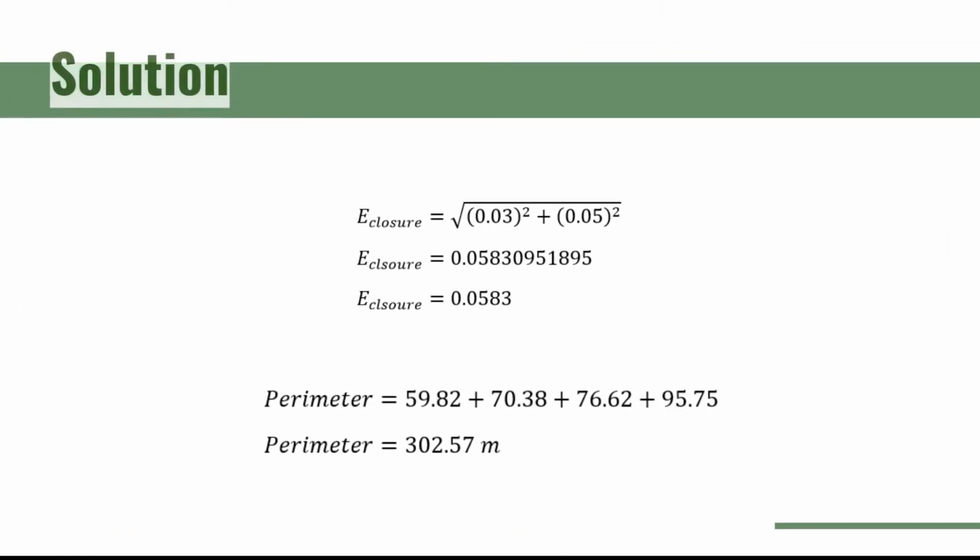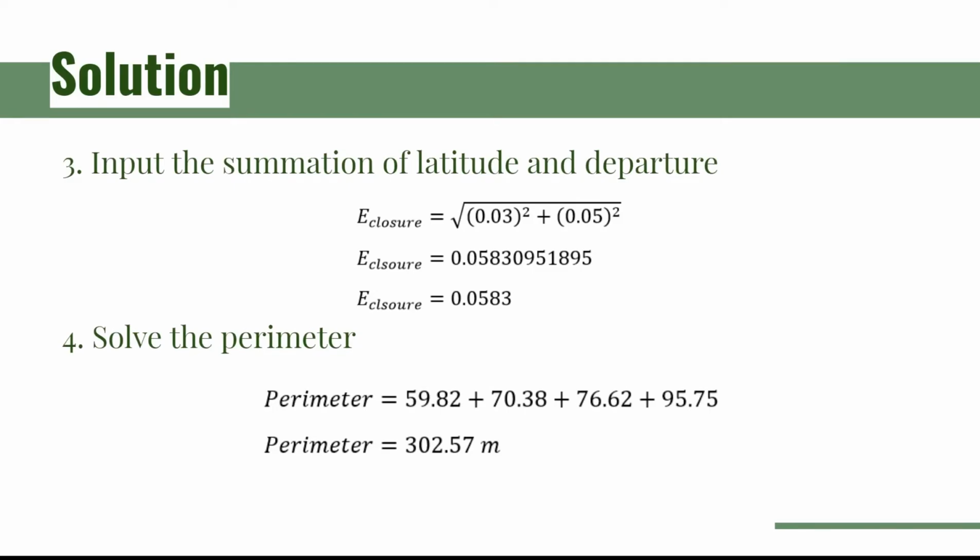So the next step is to input the summation of latitude and departure. Error of closure equals the square root of error of latitude 0.03 squared plus error of departure 0.05 squared, which equals 0.0583095185, rounded off to 4 decimals, equals 0.0583.